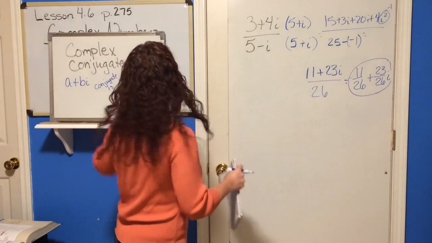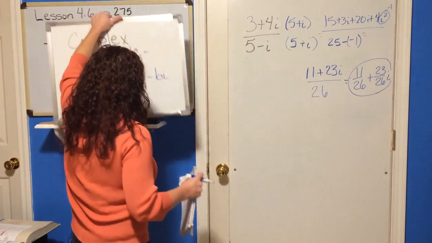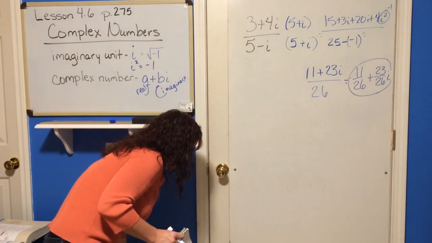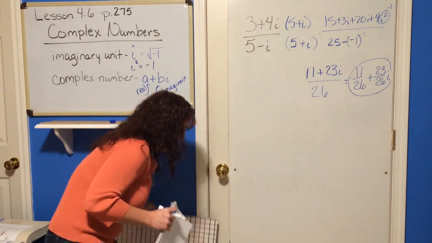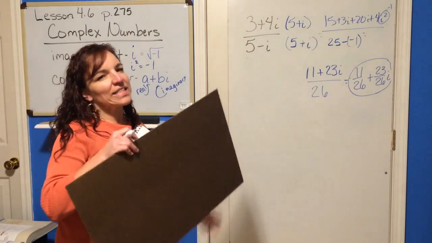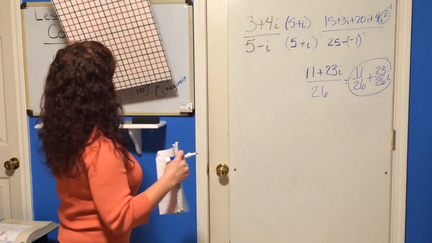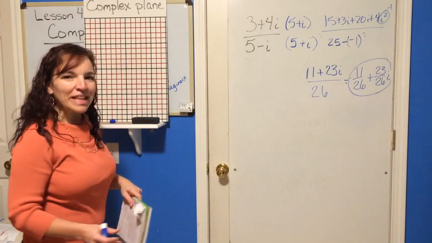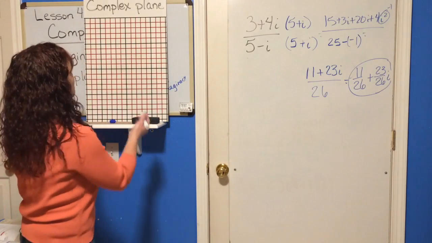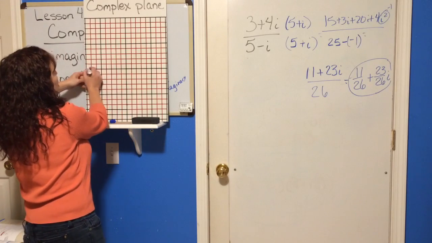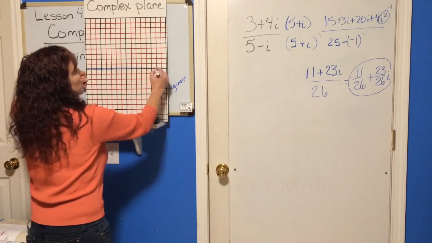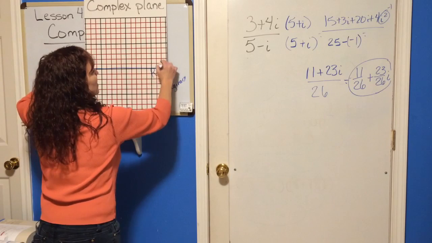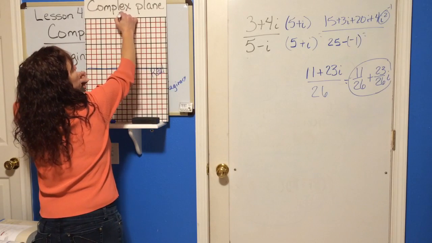Two more things really quick. Can your brain handle it? The next thing we're going to do is graph complex numbers. And as confusing as that sounds, it's really simple because we're going to simply use a complex plane. When we use the complex plane, we're going to call this axis the real axis, and this one is the imaginary.